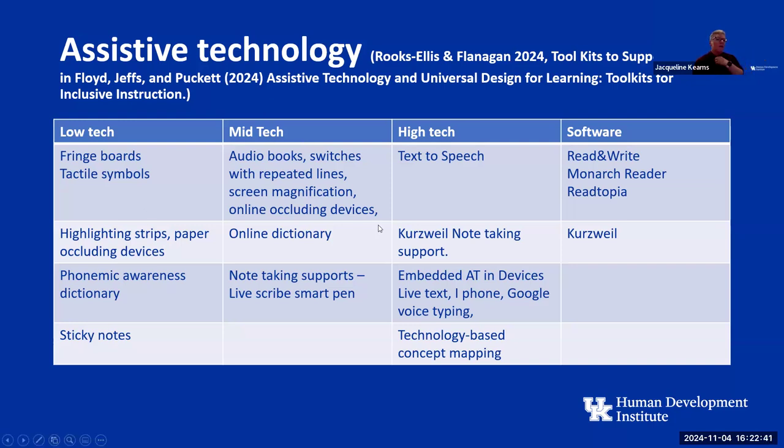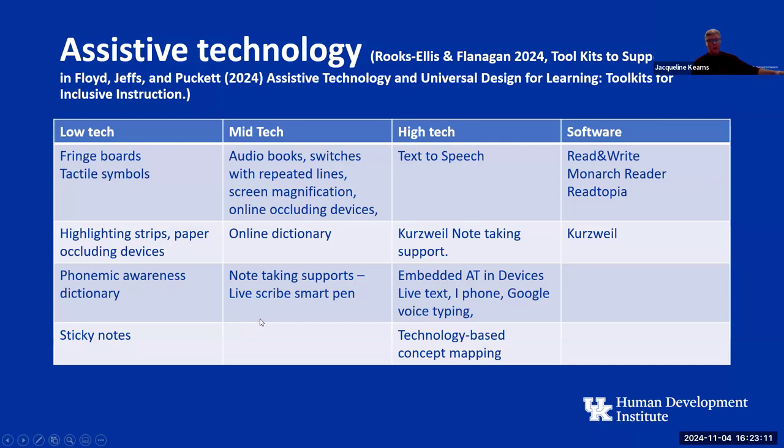So Kurzweil has note-taking support, embedded AT in devices, Live Text, iPhone, Google Voice typing, all kinds of things. And then lower tech things like fringe boards and tactile symbol boards and other paper occluding devices, phonemic awareness dictionaries, sticky notes, all kinds of assistive technology to help AAC users.